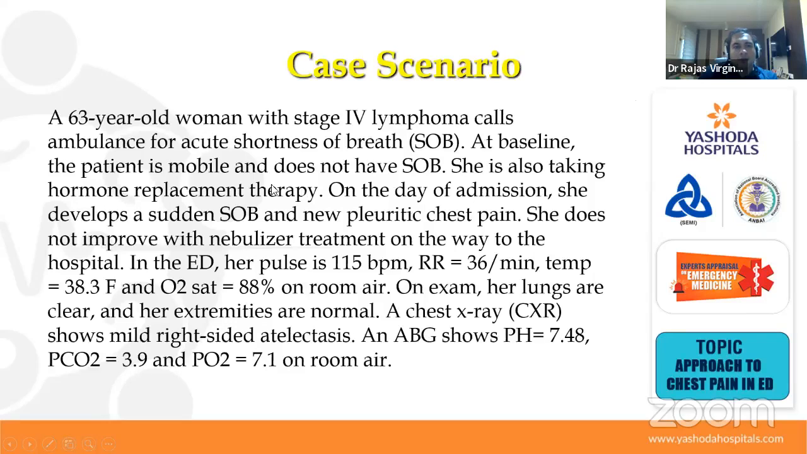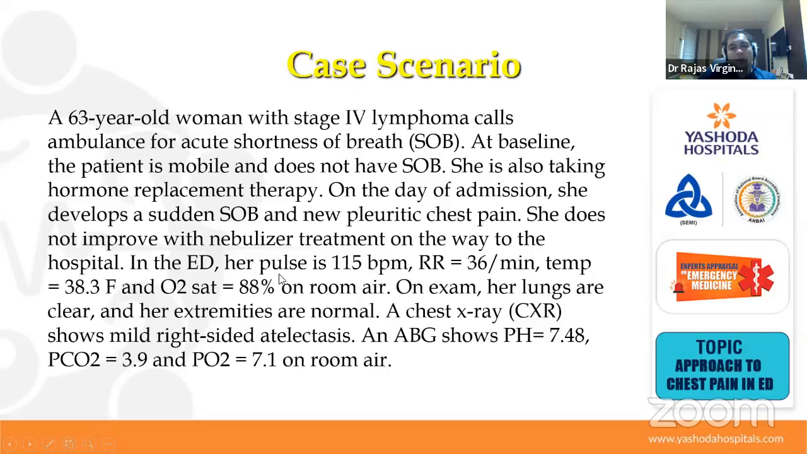So coming to another case scenario: a 63-year-old woman with stage 4 lymphoma calls an ambulance for acute shortness of breath. Generally, she's quite mobile and does not have any difficulty breathing. She's taking hormone replacement therapy, and on the day of admission, she suddenly develops shortness of breath and new pleuritic chest pain. She does not improve with nebulizer treatment on the way to the hospital.